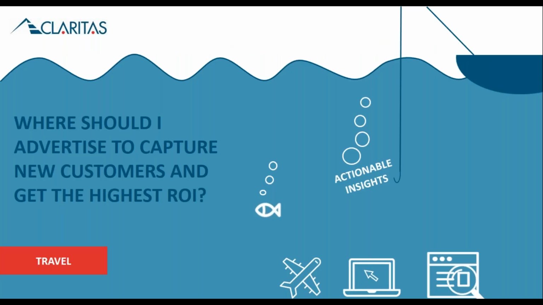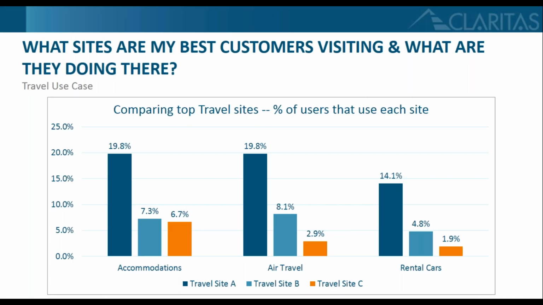All right, our last use case here is talking about travel. This is really about how people can get their highest ROI. We're always trying to get our biggest return on investment. What we're going to do is compare and contrast three really popular travel sites for booking accommodations and things like that. Take a look at this bar chart: accommodations, air travel, and rental cars. I anonymized them as travel site A, B, and C. But with the detail, we have about 15 to 20 sites that we can help understand.